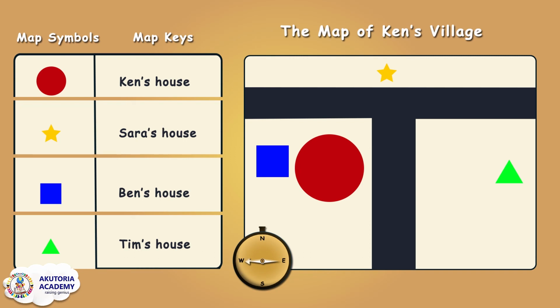What about Tim's house? Using our compass again, we can see that Tim's house is located at the eastern part of the village, that is to the right.